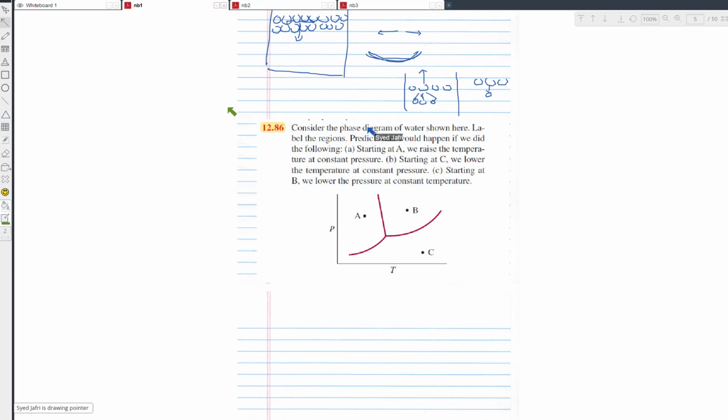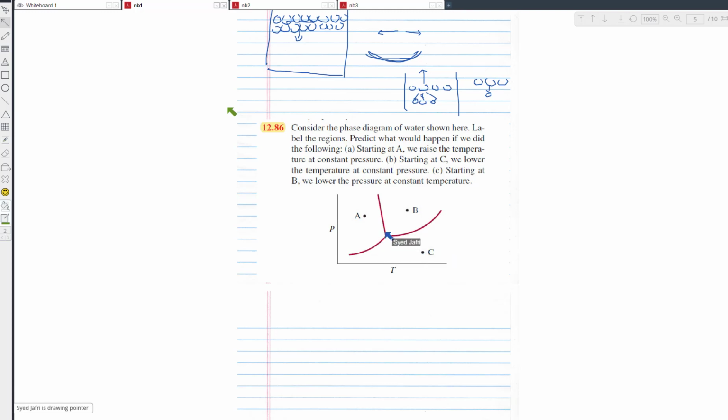So now let's start. Consider the phase diagram of water shown here. Label the regions. A is solid water. B is gas, gas water. And C is liquid water. So now we have solid, liquid, gas, all of them.